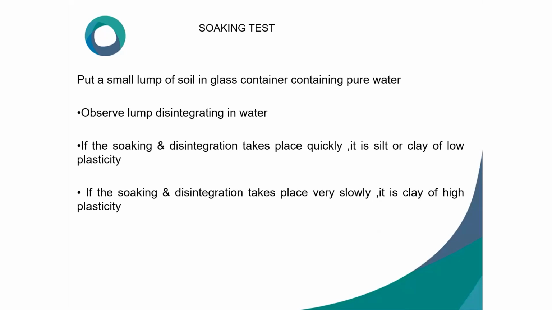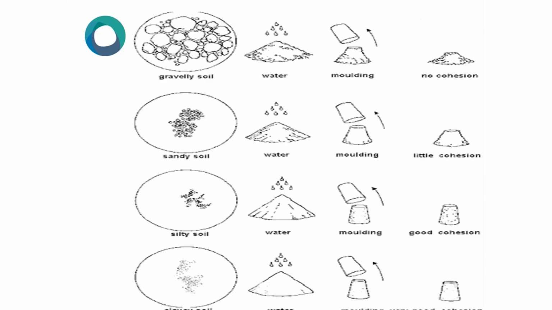Soaking test. Here also, put some small lumps of soil in a glass container containing pure water. Observe the lumps disintegrate in the water. If soaking and disintegration take place very quickly, it is silt or clay of low plasticity. If soaking and disintegration take place very slowly, it is clay of high plasticity. See, that's why I told you. And also you can check it.